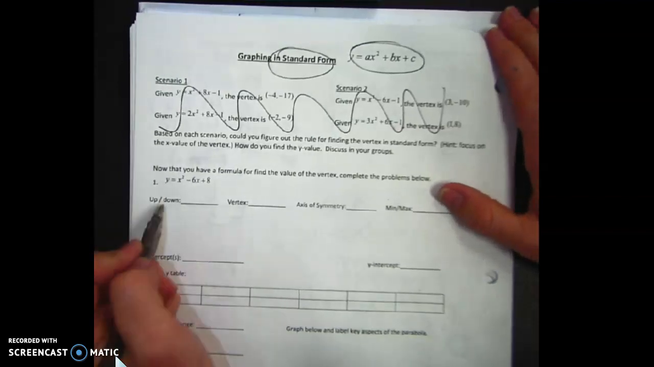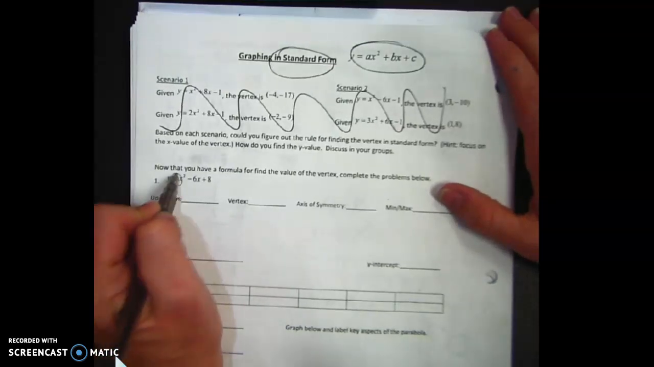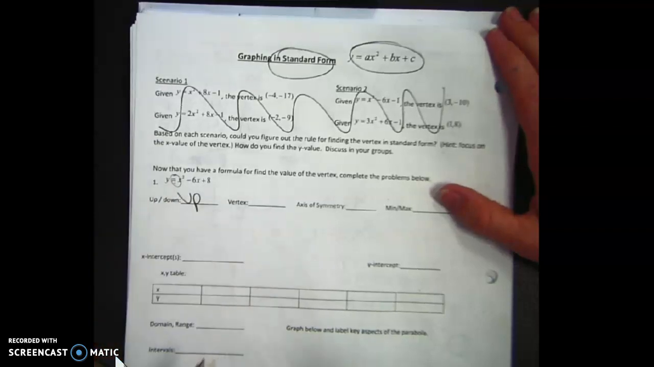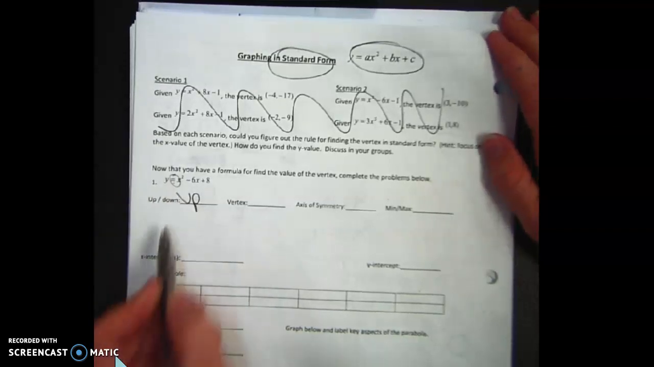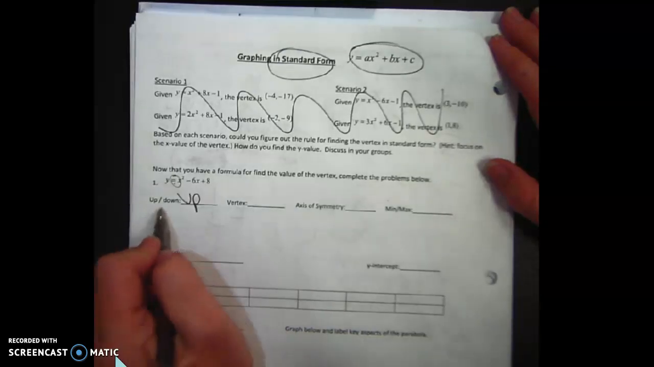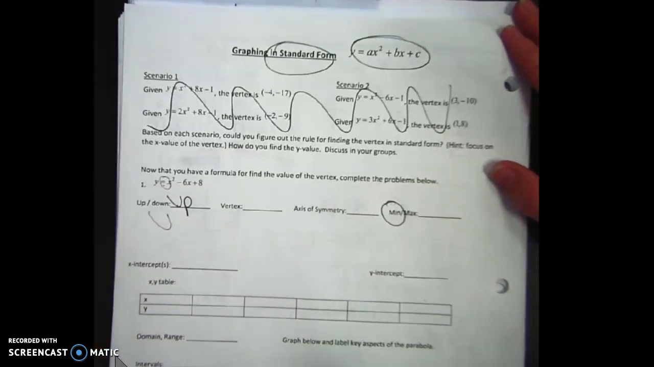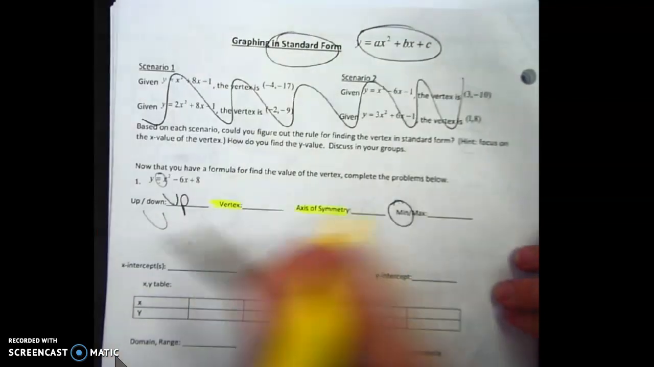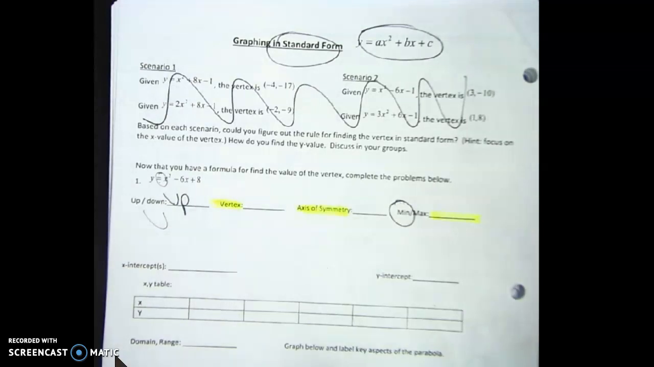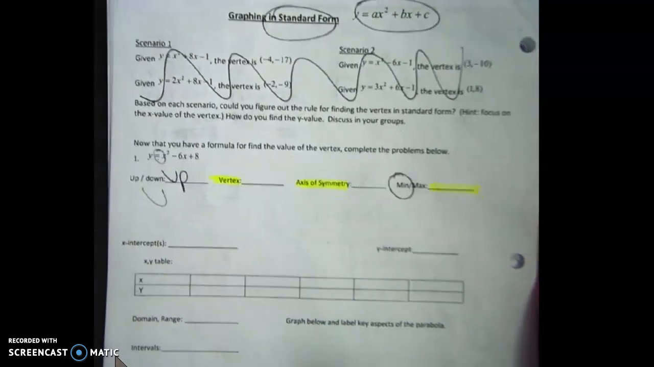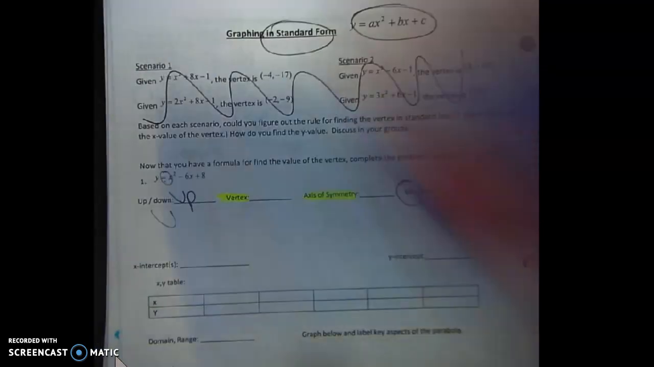So what they want you to do is decide if it's up or down. Well, what's in front is positive, so it's up. Now, since it's up, I know that it's a minimum, but I don't know what that minimum is yet because I haven't figured out the vertex. Once I get that, I can get the axis of symmetry, and I can state that. But something I can find really fast is the y-intercept.